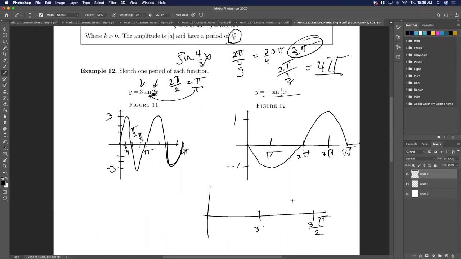And I find out what the halfway point is. Well, that'd be 3 pi over 4, right? And then I figure out what the halfway of the quarter point is. So it'd be 3 pi over 8. And then I'd put a mark here. You can calculate what that is. I'm not going to right now. But I guess you could. So 3 pi over 8 plus 3 pi over 4 would be 9 pi over 8.